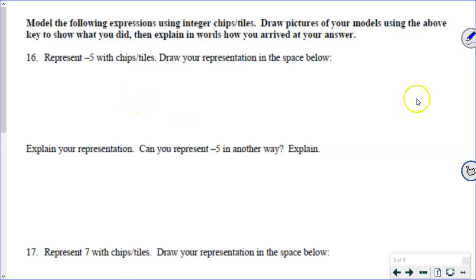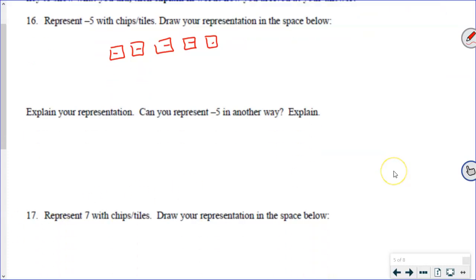Represent -5 with chips tiles in the space below. Well, how am I going to do that? Probably with 5 negative tiles. The next part says, can we represent -5 in any other way? How? How else could I represent -5? Luke?